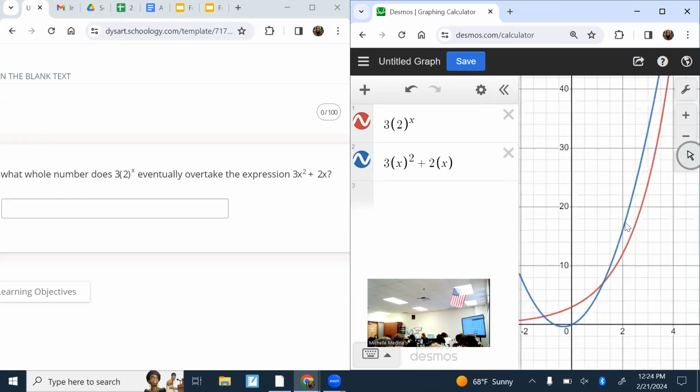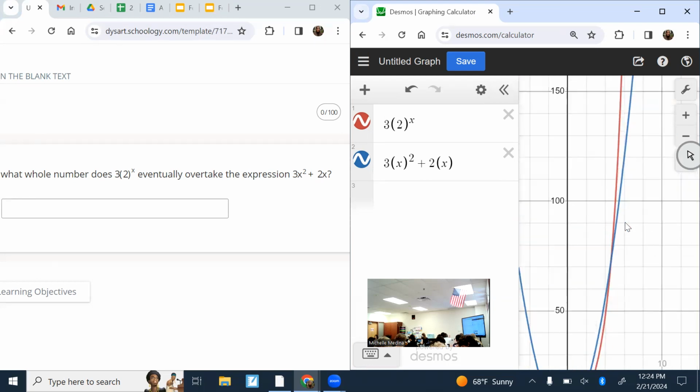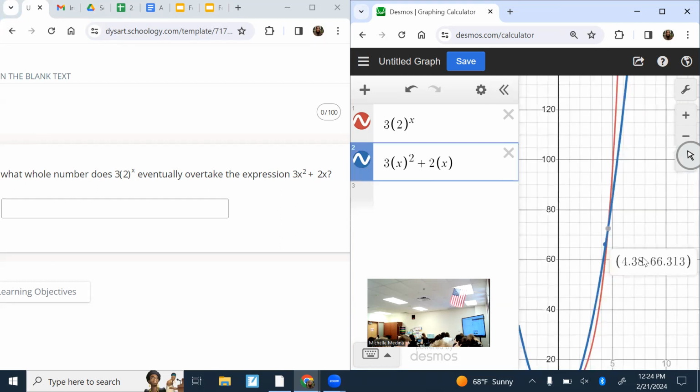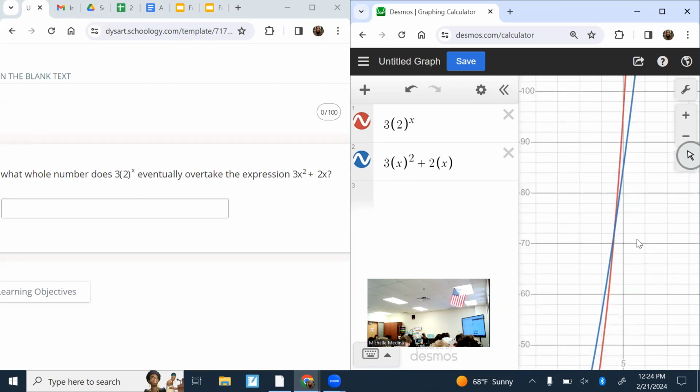But it's a rule that exponential functions will always eventually exceed your quadratics and your linear. Exponentials always grow the fastest. So let me see where they intersect. Desmos lets me click on it, luckily. So at 4.596 is when the exponential starts being greater. So starts overtaking the quadratic.